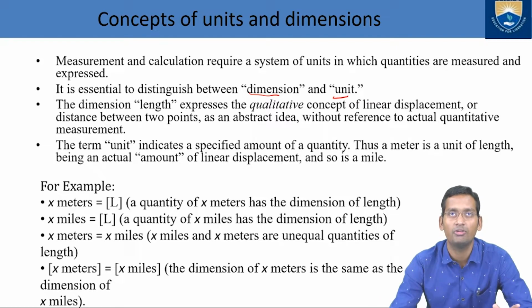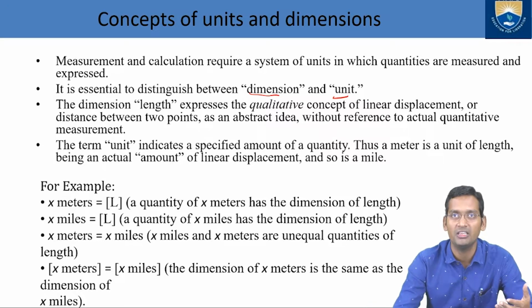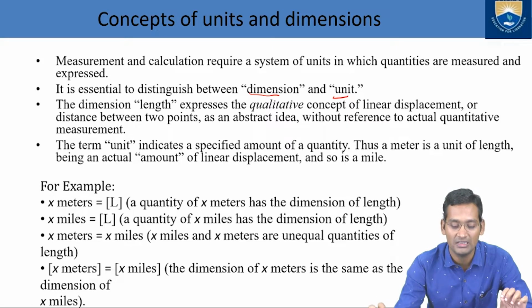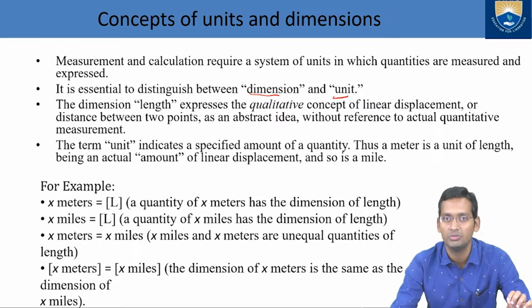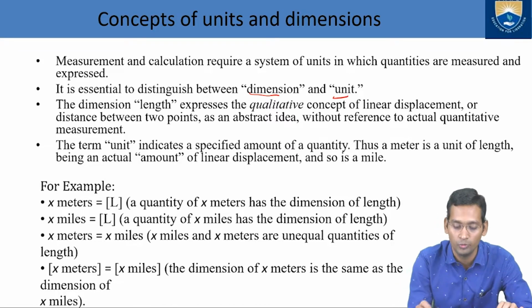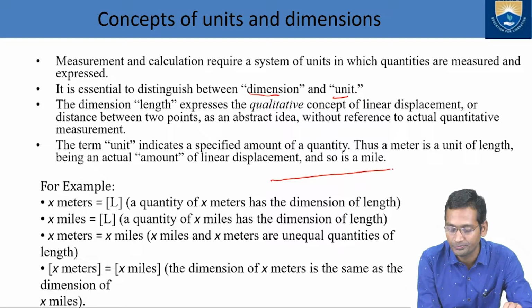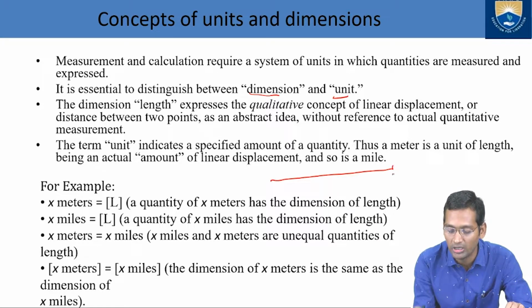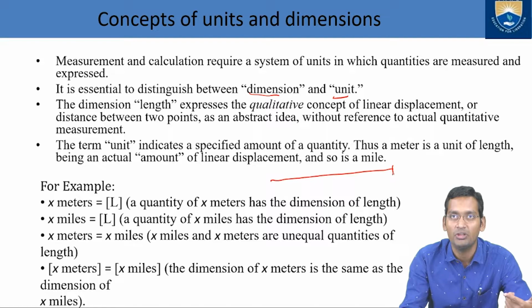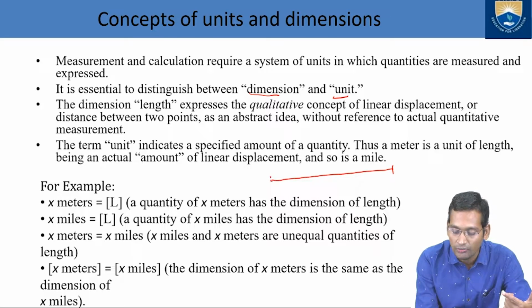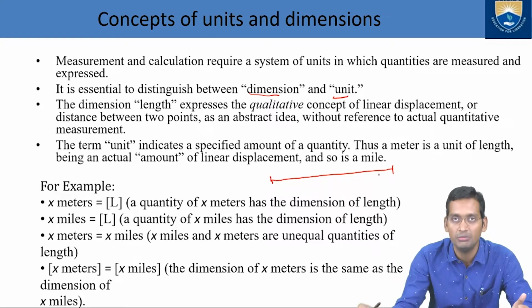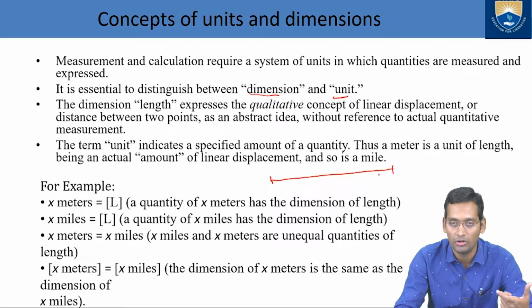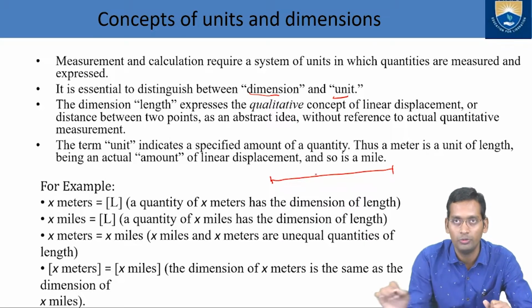When we are talking about the dimension, suppose we are taking length. The qualitative concept of length is a linear displacement or distance as we move from here to here. So this should be linear. Then from here to here, what length will there be? That we can measure, either in centimeter or meter, depending upon the length we have to measure.